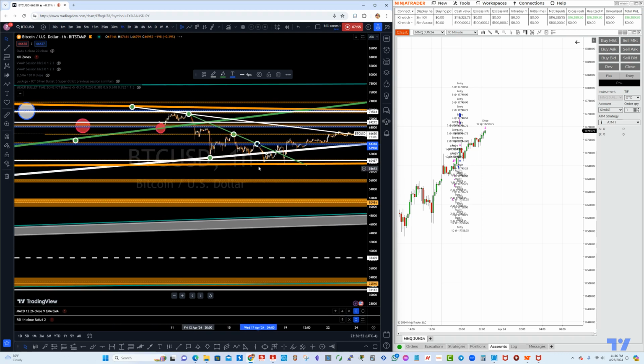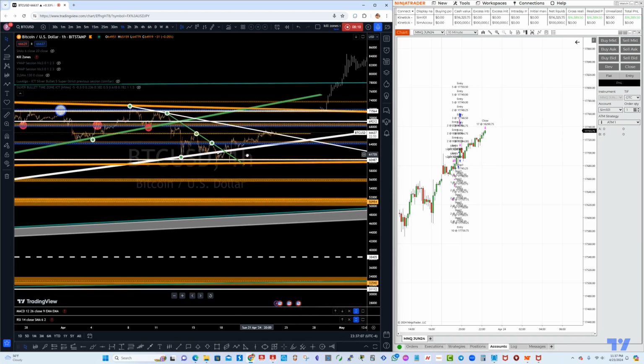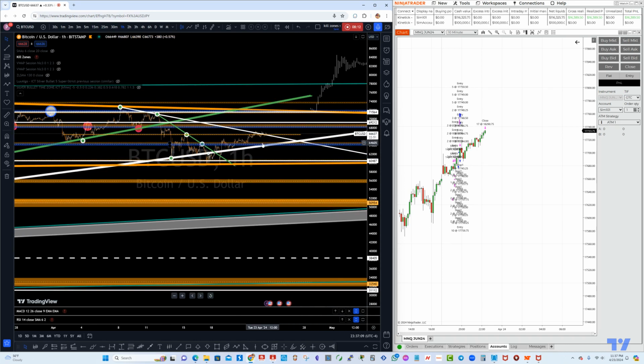Coming to H1, we can see clearly when market touched this place, it retested it and started moving up. So the first take profit, second take profit, and the third one right here. So expect market to be bullish. So I'll wait for this to happen.